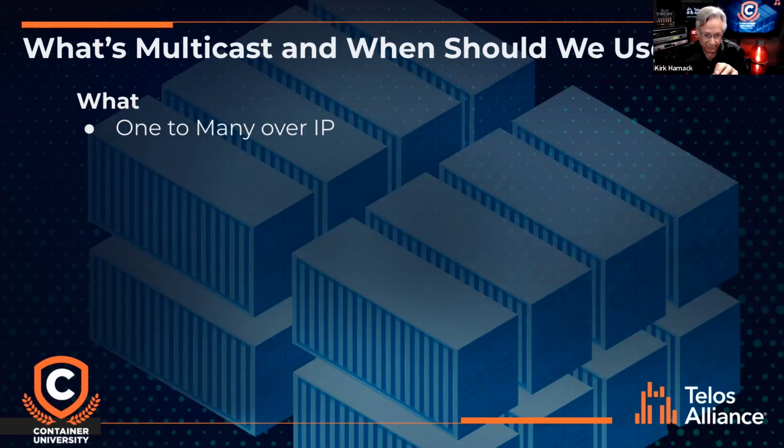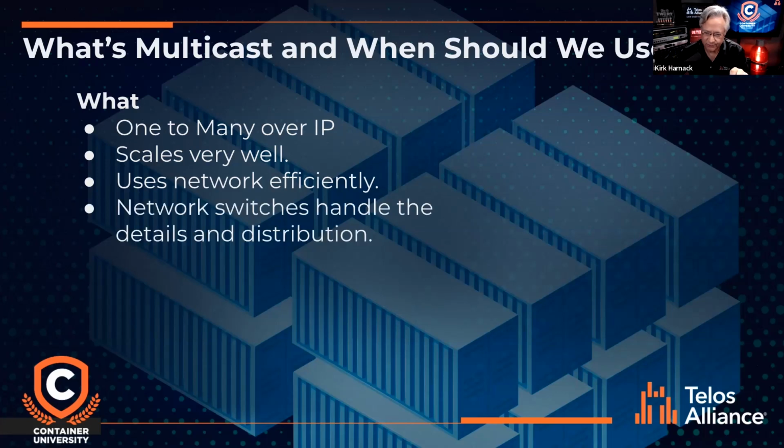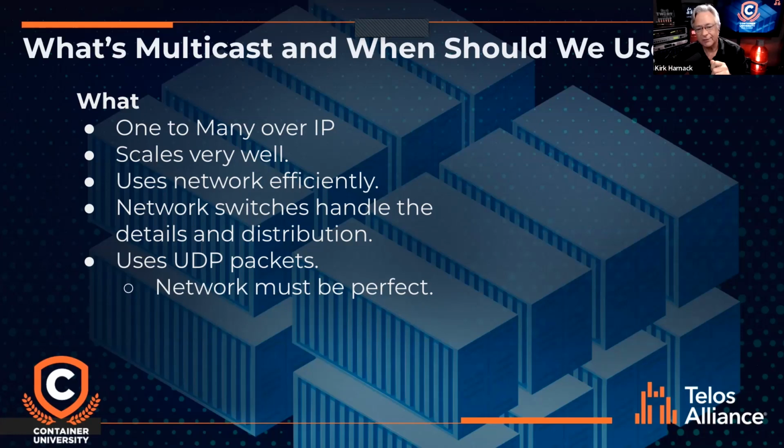Multicast is one-to-many. It does scale very well. It uses the network really efficiently. Network switches handle the details in the distribution, not the sending device. It does use UDP packets, so that means the network has to be perfect, basically. We can't stand any missing packets or malformed packets. We depend on the network delivering each packet accurately. There won't be any resends. And packets must be received timely and orderly at each receiving location.